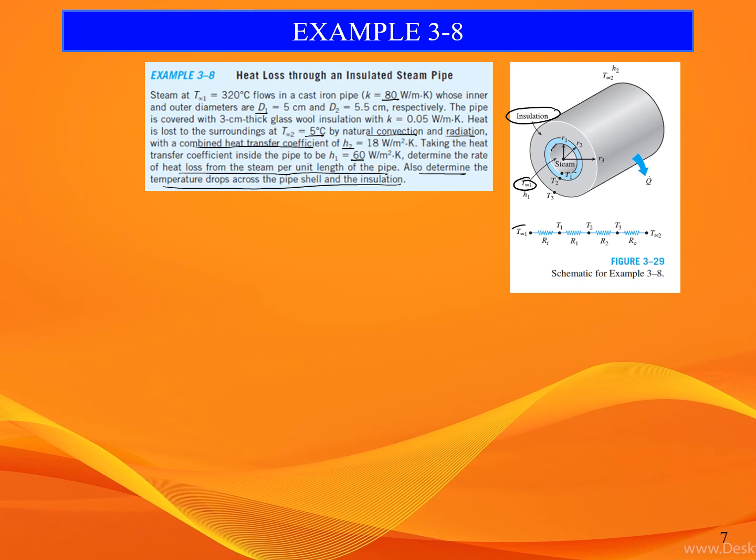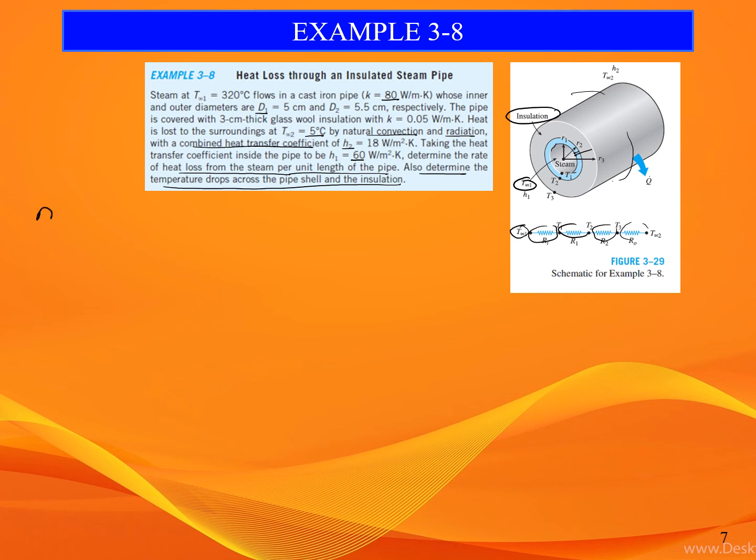First things first, let's do the thermal resistor network. T infinity from the inside of the pipe, we have the thermal resistance for convection, and then from T1 to T2 we have a thermal resistance for conduction, and from T2 to T3 we have thermal resistance for conduction also. T1 to T2 is the blue one, and T2 to T3 is the insulation one, and lastly we have the convection at the outer surrounding of the pipe itself.